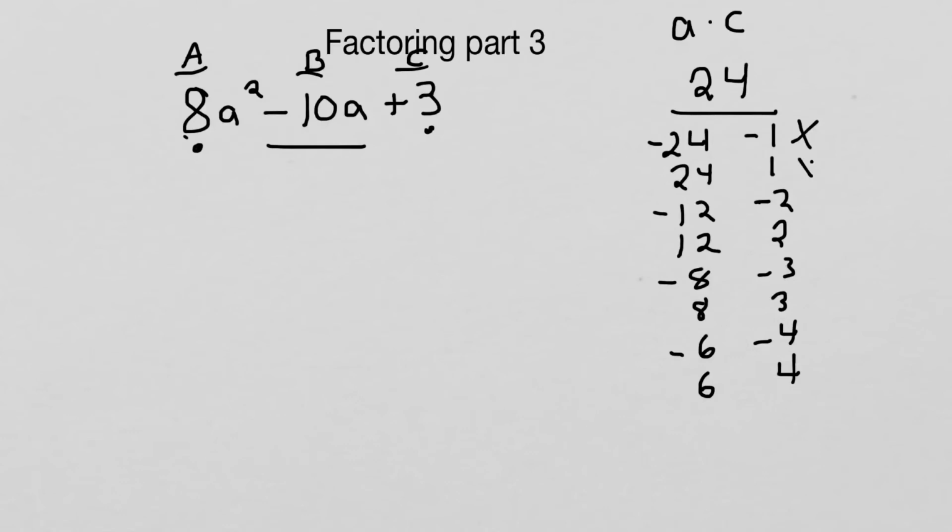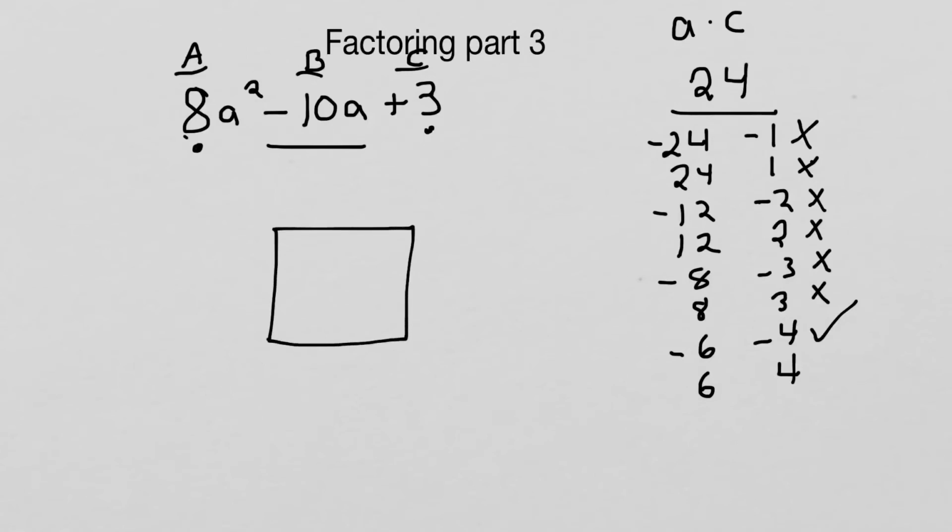Let's see. -12 plus -2 is -14. It's not that one. 12 plus 2 is 14. Nope. -8 plus -3 is -11. Nope. 8 plus 3 is +11. Nope. -6 plus -4 is -10. We've got a winner. So, this is just the second time you've seen it. Don't worry if you don't have this down yet. I would suggest you be taking notes for when you take your test or your quiz.